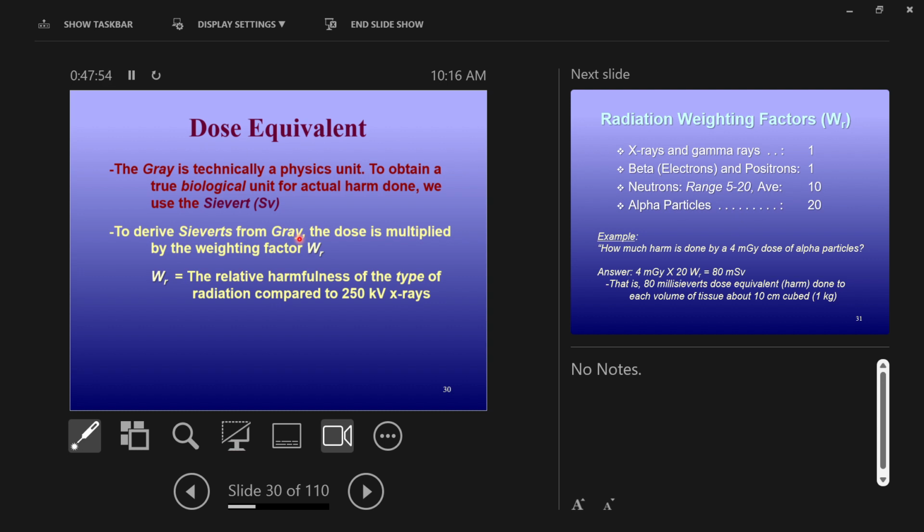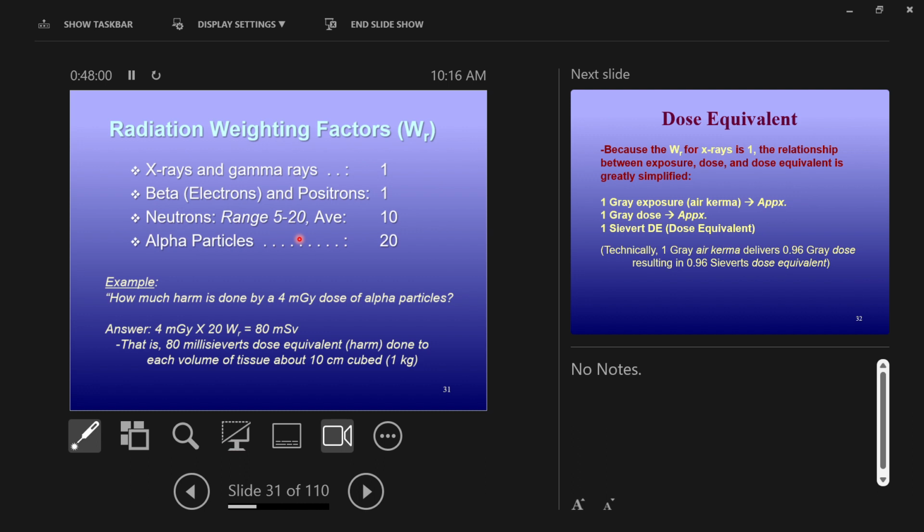That means for X-rays, the gray is the sievert, okay? However, for others, it's going to be different. X and gamma rays have a radiation weighting factor of 1. They're as harmful as they are. Again, we're comparing everything to X-rays. And gamma rays are basically the same type of thing. So they each have a radiation weighting factor of 1.